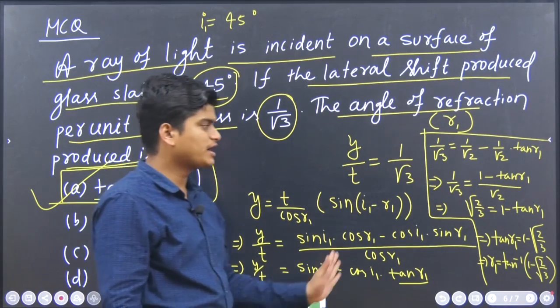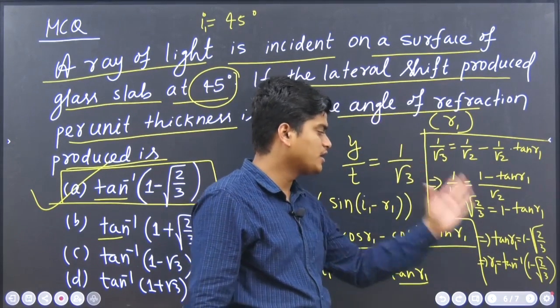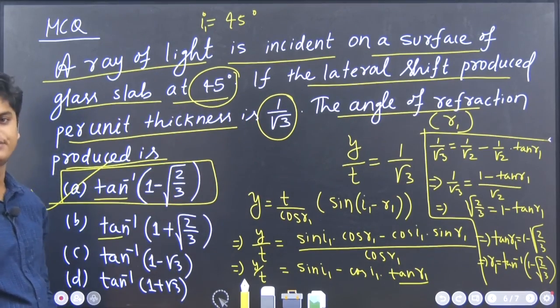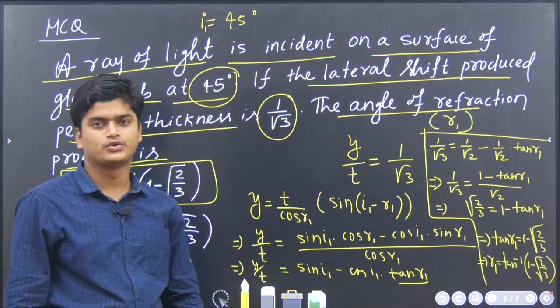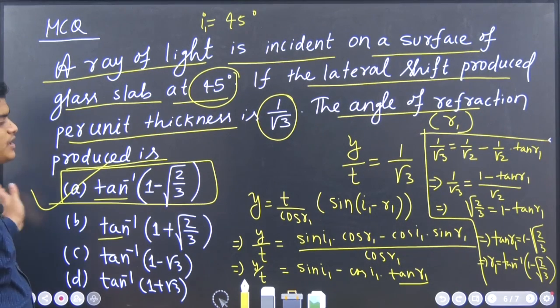So if you know the formula correctly, then you can easily find the answer. It is a very easy question. Just put in the values given, I1 and y by t, which is 1 by root 3. I hope you are getting it. So option A will be correct.